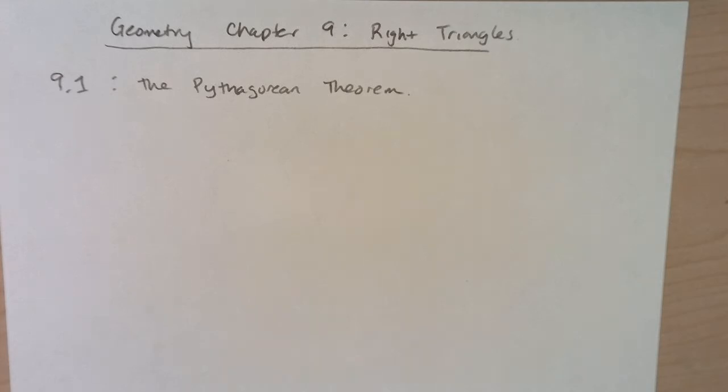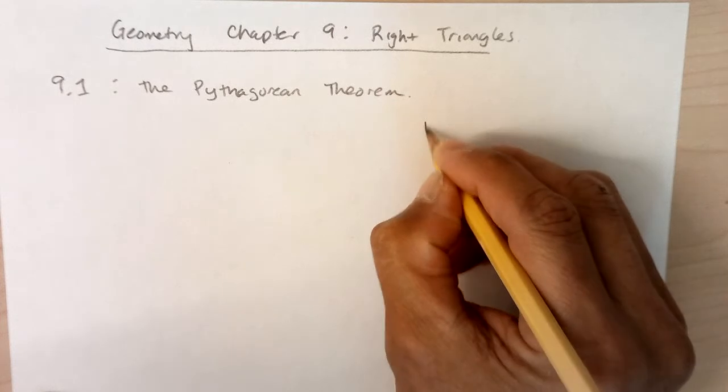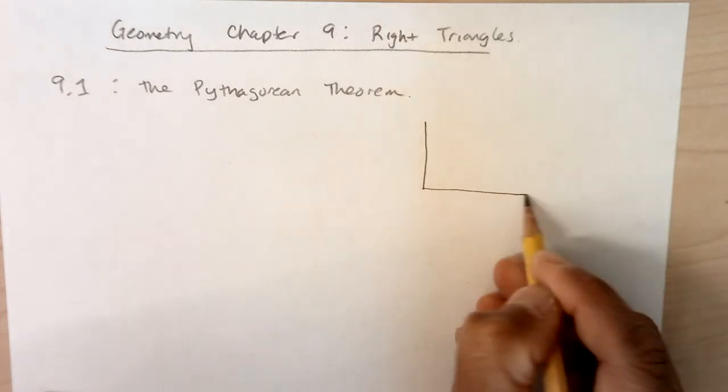Hello, this is Geometry. We'll be starting Chapter 9, which deals with right triangles. And then in 9.1, we'll specifically be talking about the Pythagorean theorem. Before we start talking about the Pythagorean theorem, let's review a right triangle.